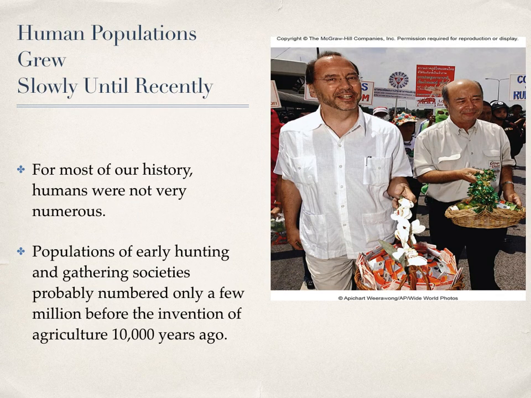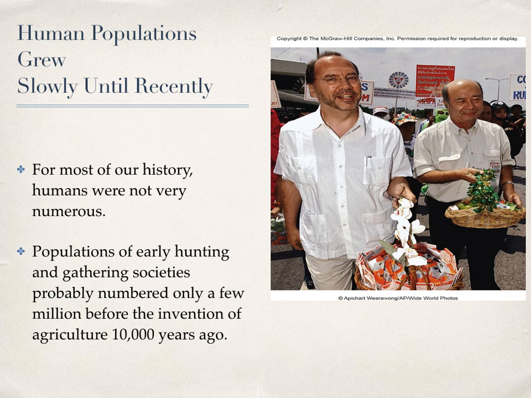For most of our history, humans were not very numerous compared with many other species. Studies of hunting and gathering societies suggest that the total world population was probably only a few million people before the invention of agriculture and the domestication of animals around 10,000 years ago. The agricultural revolution produced a larger and more secure food supply and allowed the human population to grow, reaching perhaps 50 million people by 5000 BC.